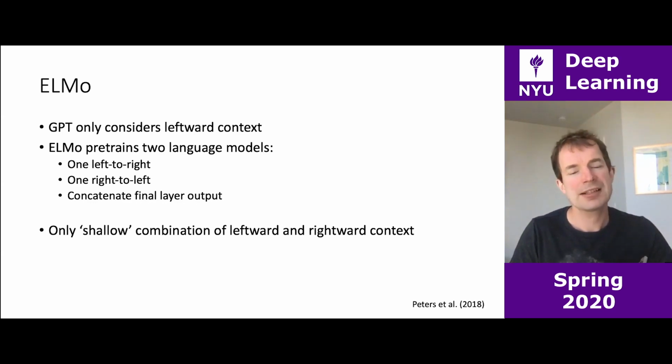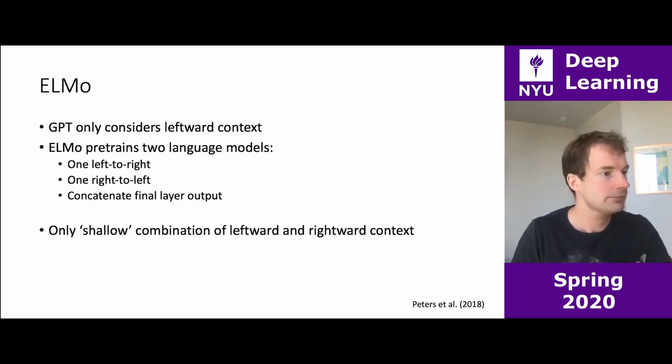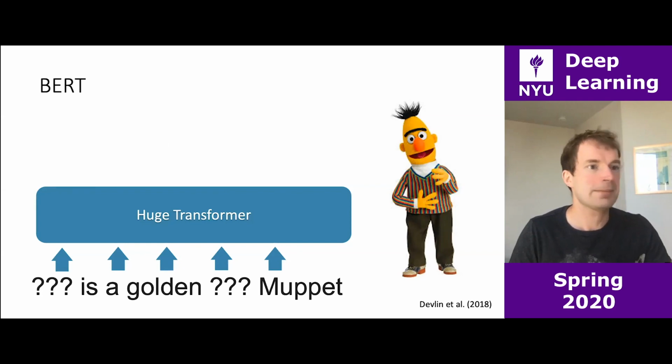But it's still limited in that you don't really model interactions in these contexts. You just get this shallow concatenation of the left representation and the right representation. And what you'd really like is rich interactions between the left context and the right context. Right. And all this brings me to BERT, which maybe you've heard of, which has made a very big difference in NLP.